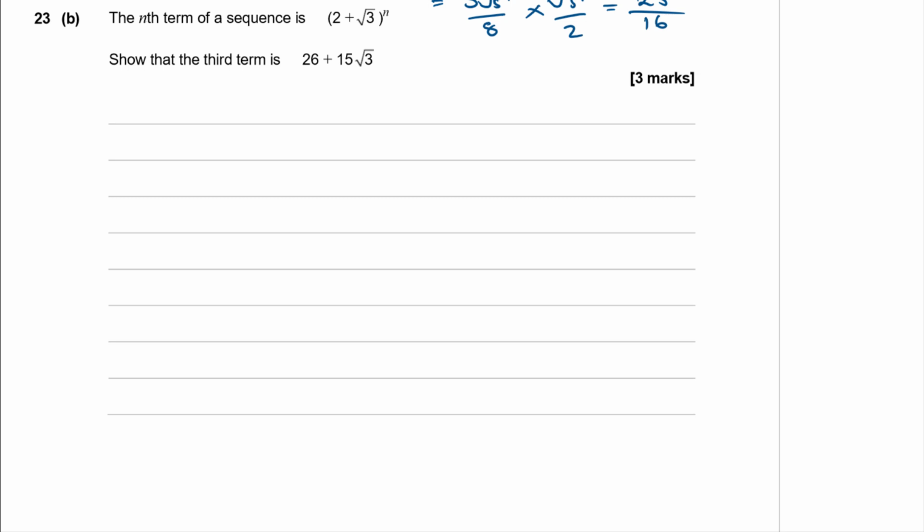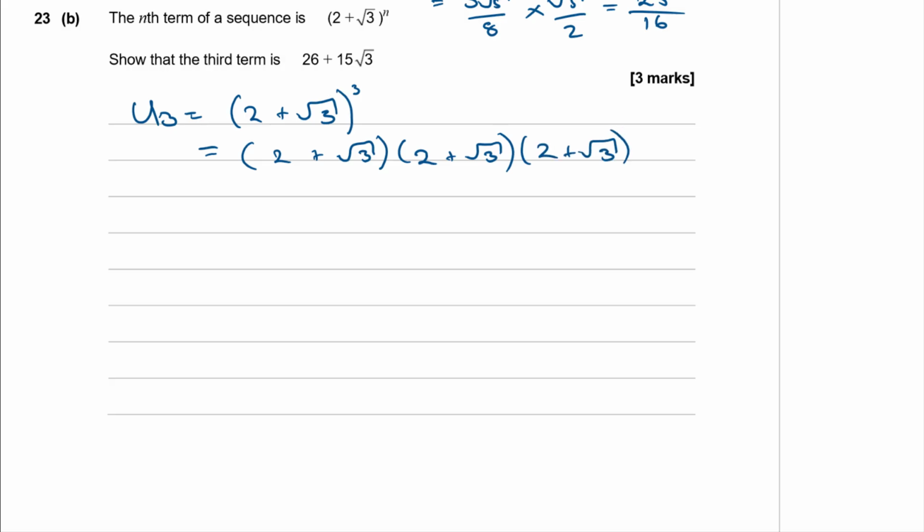So we want the third term. We want u3. So what's u3? Well, for u3, n is equal to 3, isn't it? So it's going to be (2 plus root 3) to the power of 3 then. In other words, we want to multiply out these brackets. 2 plus root 3 times 2 plus root 3 times 2 plus root 3. Yeah, I did need some space, didn't I? So just doing some FOIL on the second bracket and the third bracket.